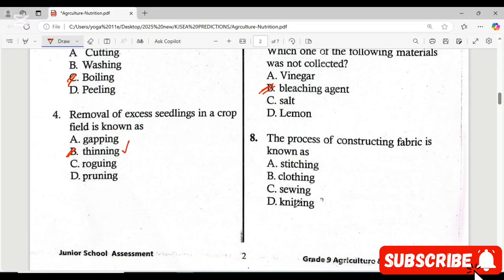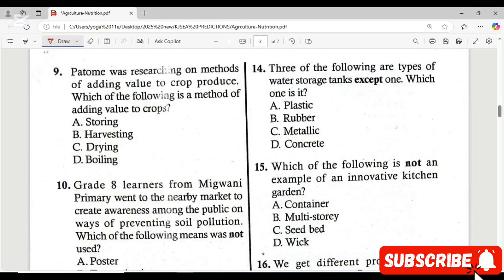The process of constructing fabric is known as, when you construct a fabric, a cloth, how do we call that process? A farmer is researching on methods of adding value to crop produce. Which of the following is a method of adding value to crops? Storing, harvesting, drying, boiling. So to add value to crop produce, you need to dry them.